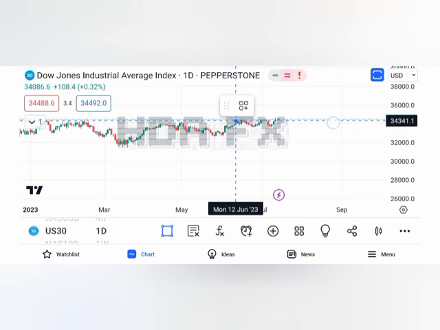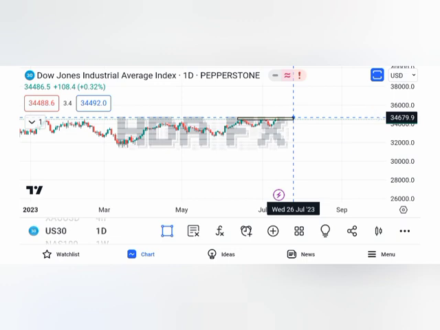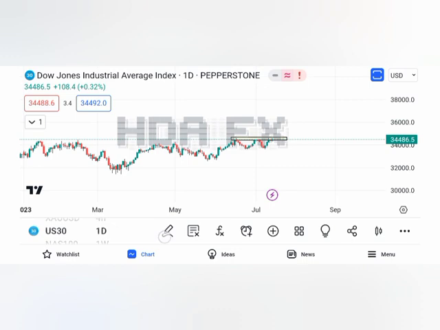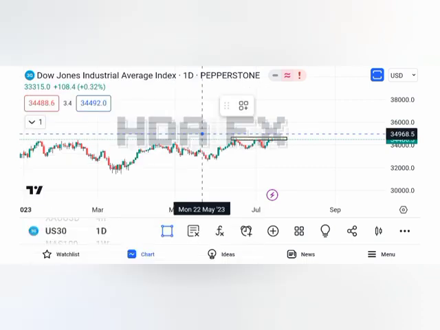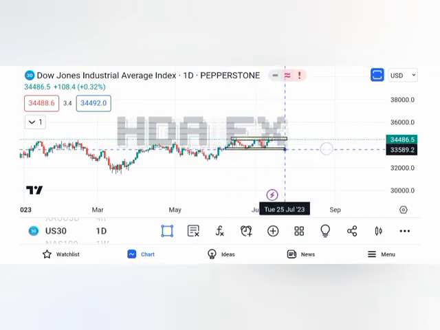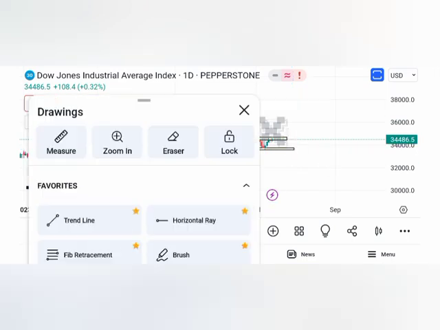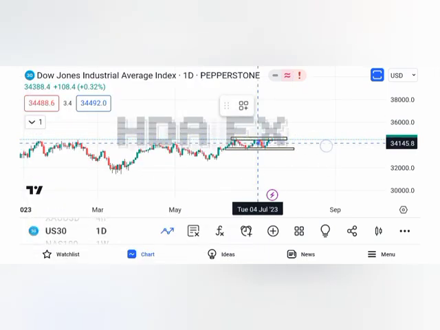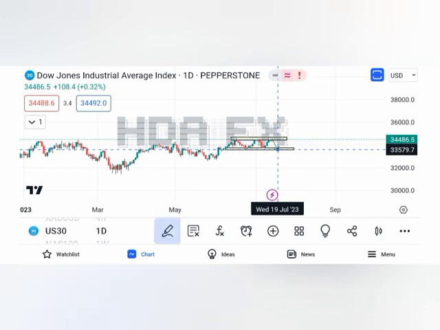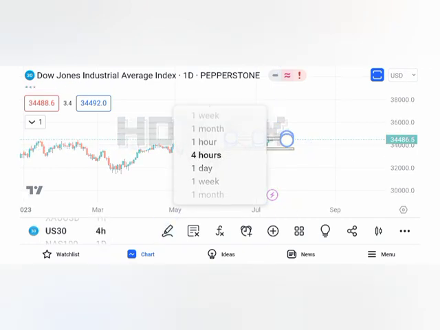So within this structure here, US30 is in a range within the structure up here and the structure downward here. So this is what you can see on US30. And you can see that US30 has gotten to a key level at this point here. And so it's likely that US30 will continue downwards. So let's move to a lower time frame and see.